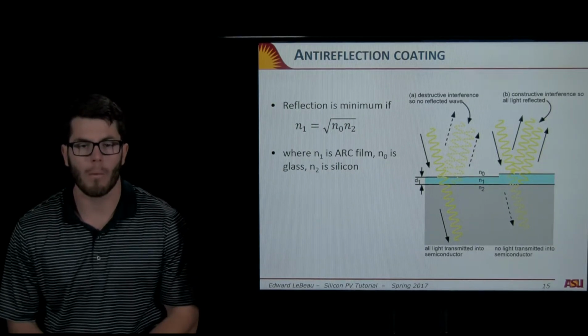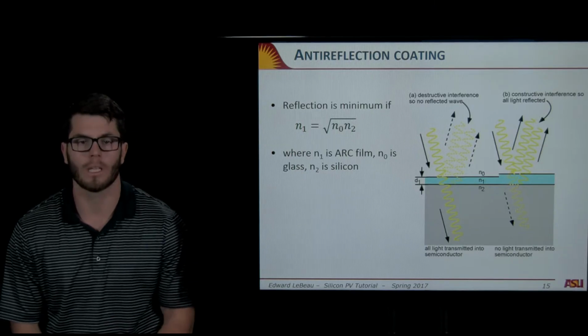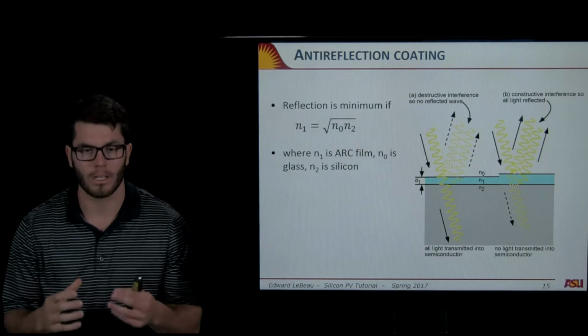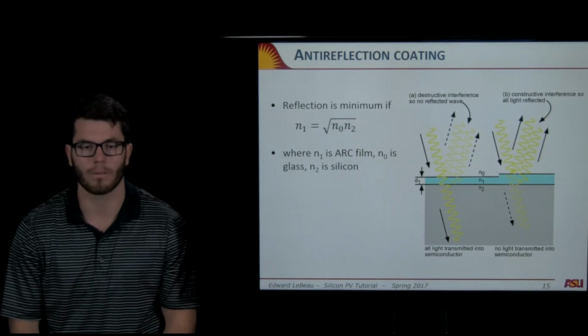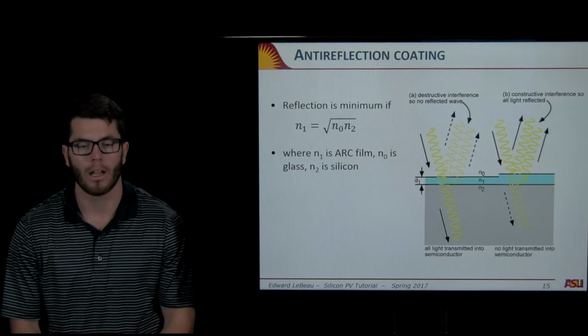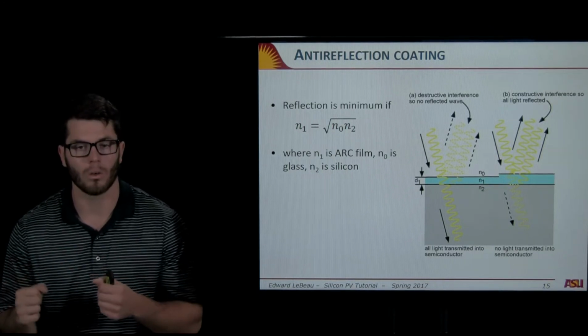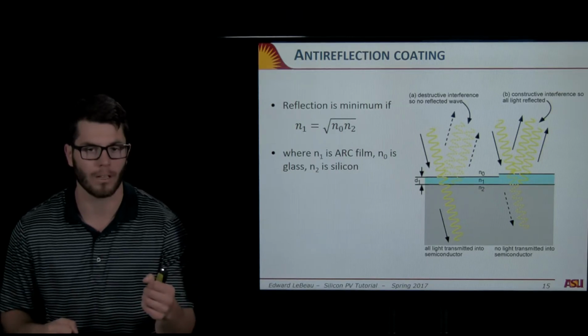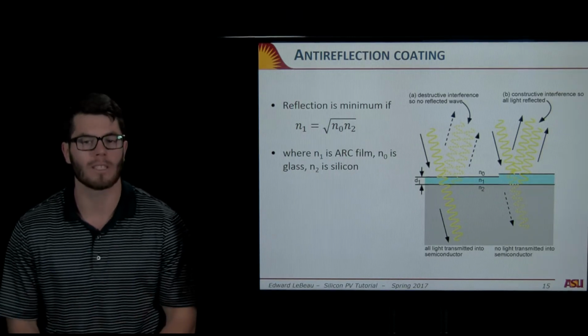So to get the minimum amount of reflection, we want N1 to equal the square root of N0 and N2. And we very carefully design our anti-reflective coating to have that very specific N1. We know N0 and we know N2. Silicon has a specific refractive index. So does the glass we put above it. So now the one we play with is N1.